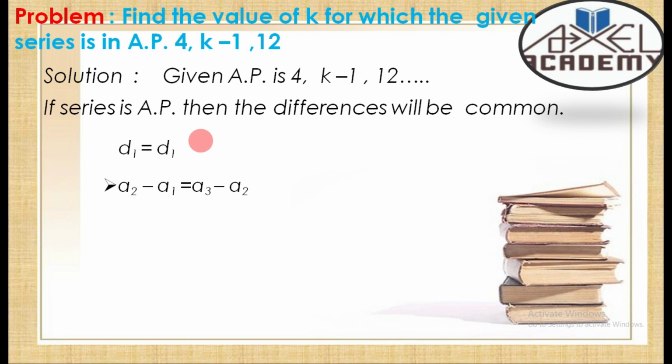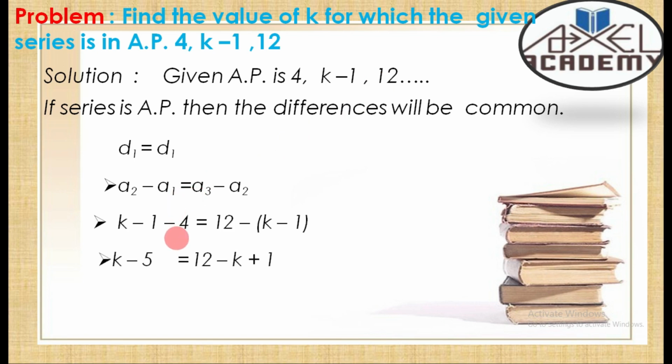So what can we write here? A2 minus A1. What is A2 here? A2 is k minus 1. What is A1? A1 is the first term, 4. And A3 is 12, correct? So we can write A2 minus A1 equals A3 minus A2. Can we write? Yes. So k minus 1 minus 4 equals 12 minus (k minus 1). So k minus 1 minus 4 is what?